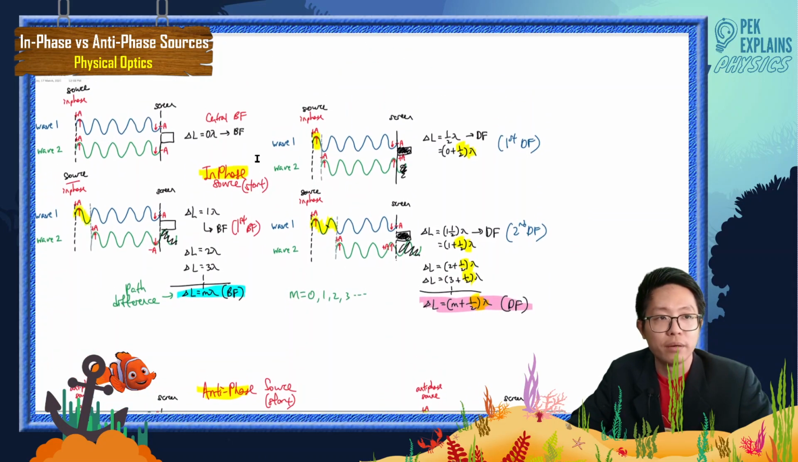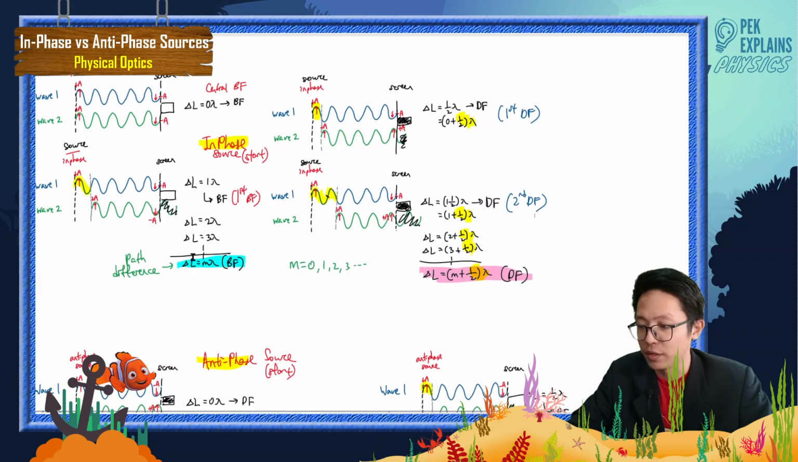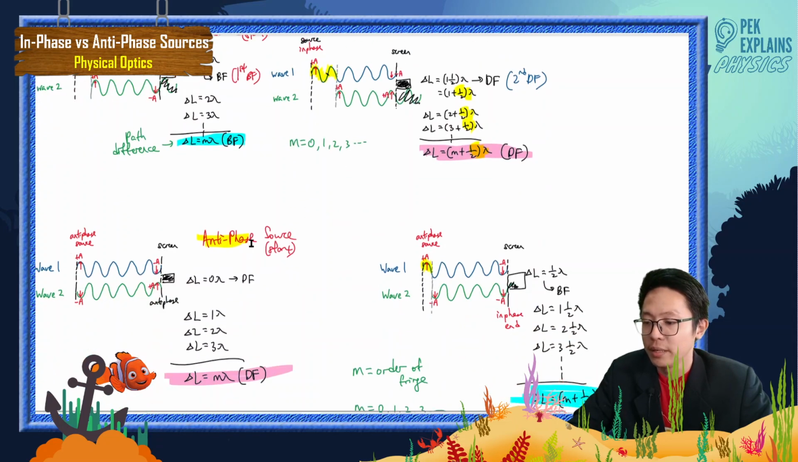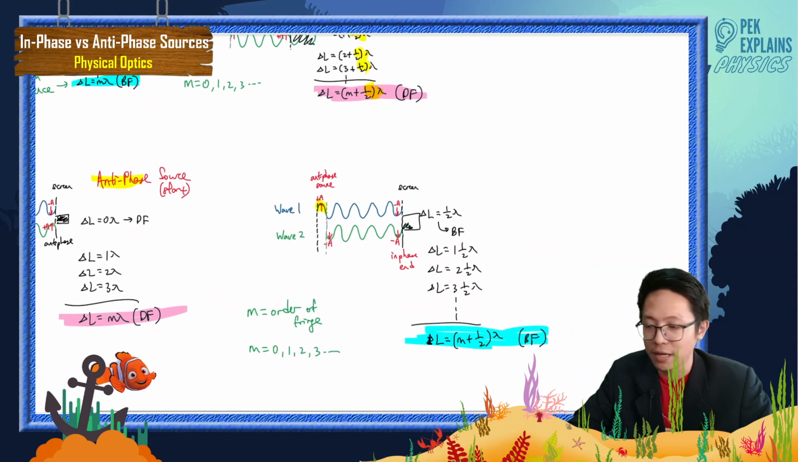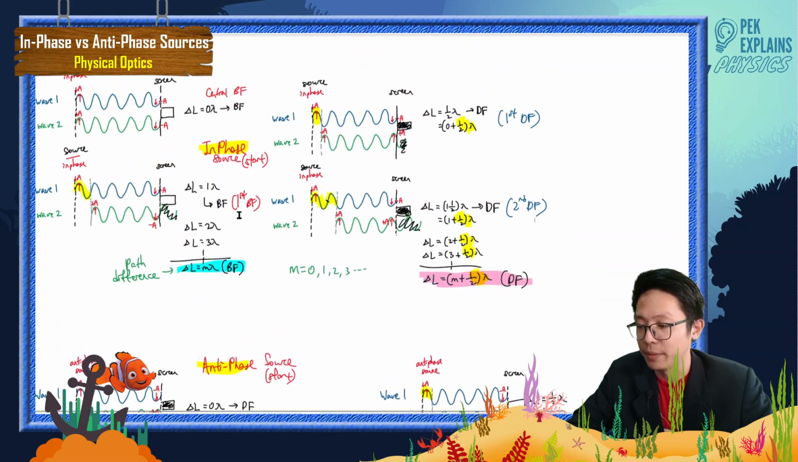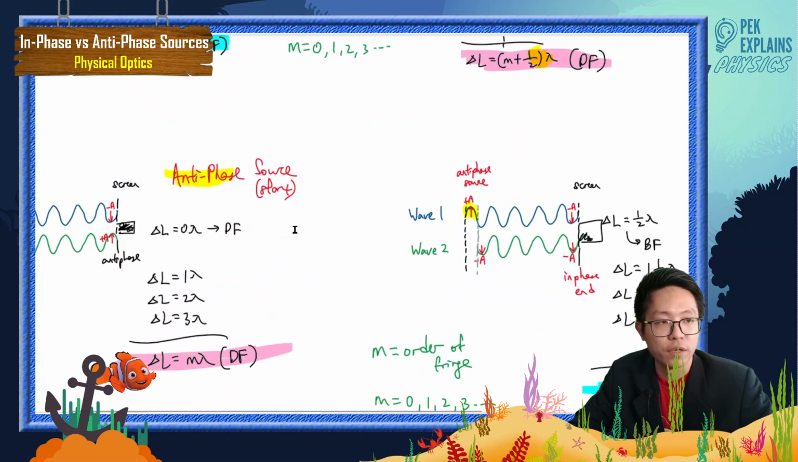Last time we talked about for in-phase source, the bright fringe is using m lambda. Yeah, the bright fringe uses m lambda. But for antiphase, the bright fringe now uses m plus half lambda. Just look at what happened. You see, this antiphase source.